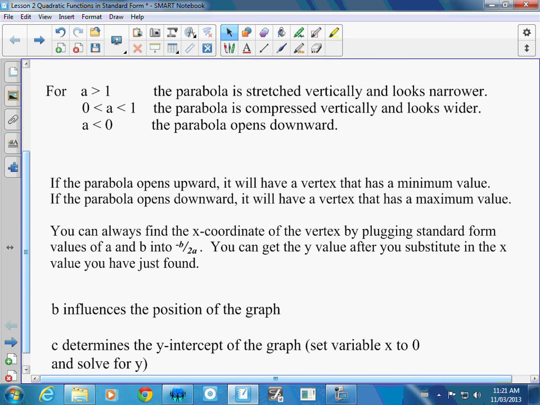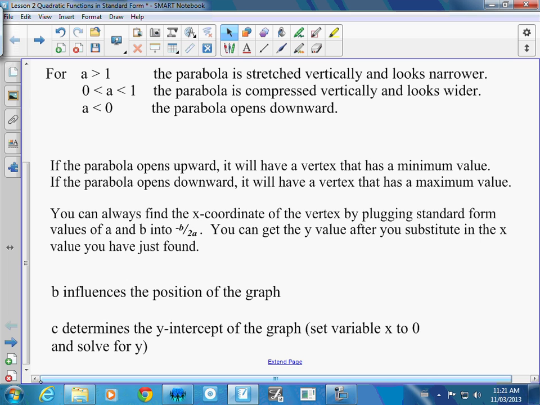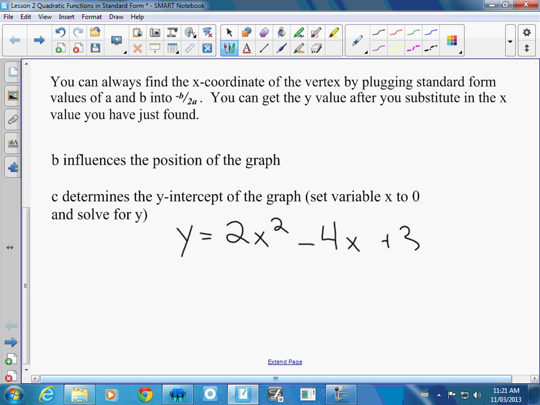And it's easy, because as long as it's in standard form, do you know what B is? That's whatever is in front of the single variable. And do you know what A is? It's whatever is in front of the square. Simple. We'll do an example right away. Let's make one up here. Y equals 2x squared minus 4x plus 3. There it is. Let's look at this.